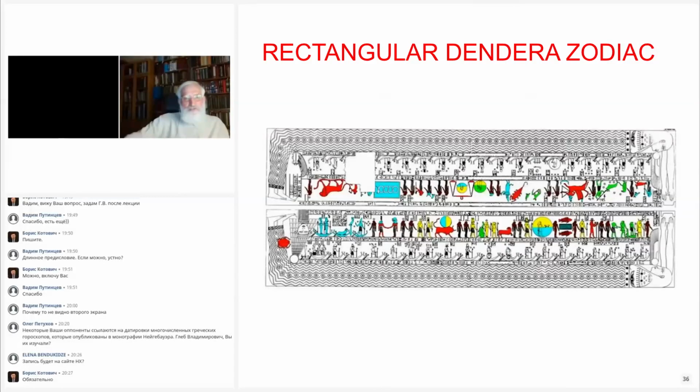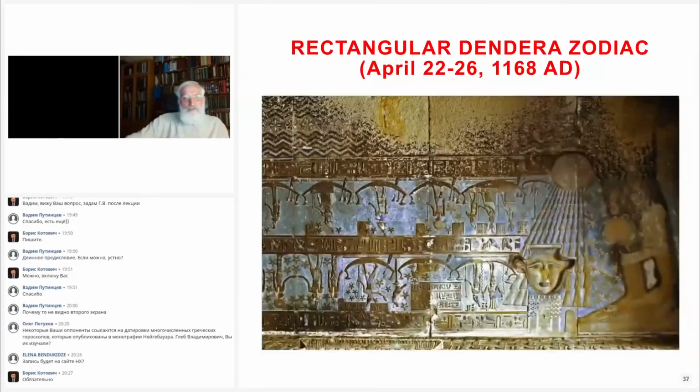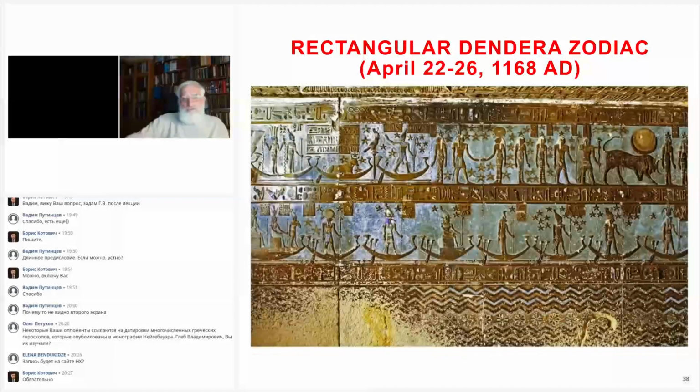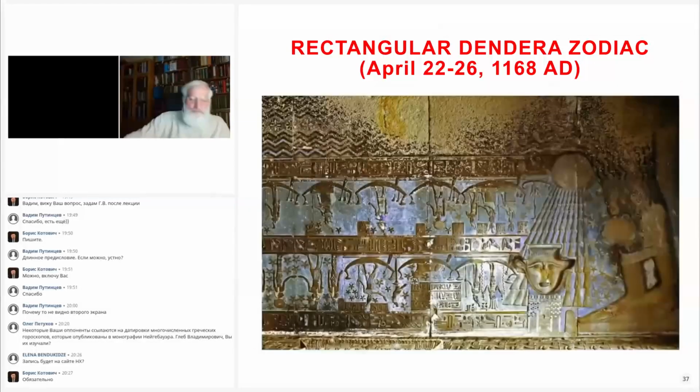Here is the rectangular Dendera zodiac. Constellations are colored in red, planets of the primary horoscope in yellow, and planets of the secondary horoscope in blue. They are all in boats or on stands. Here are the dates. I won't go into the details of the calculations. You have to read the books.